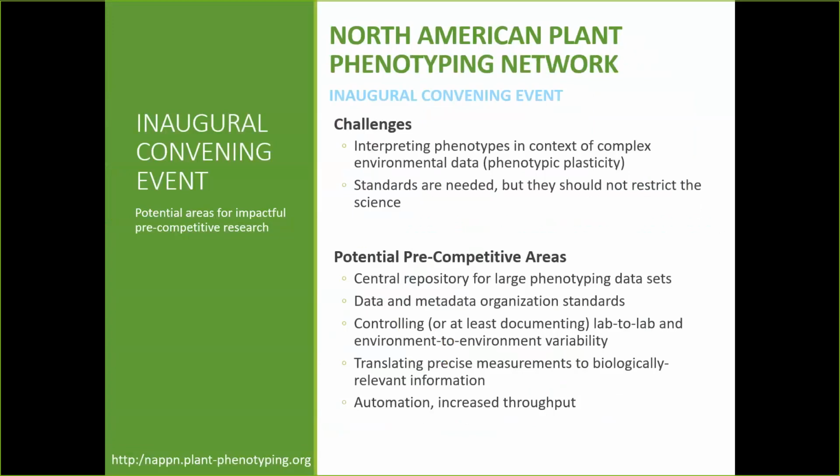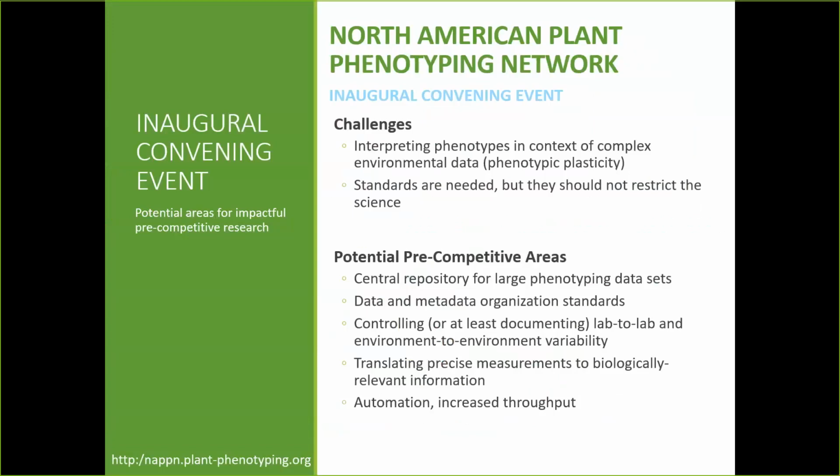These potential pre-competitive areas are really the big focus of the Foundation for Food and Ag Research, looking across industry and academia, so funding things in the pre-competitive space that industry would be interested in funding, where the industry-wide could be supportive. So things like a central repository for phenotypic data sets that everyone could benefit from. Metadata and data organization standards. Industry could be very interested in funding this type of research and these types of standards. Everyone could use it, but there's not really a competitive space there for gaining a competitive advantage.